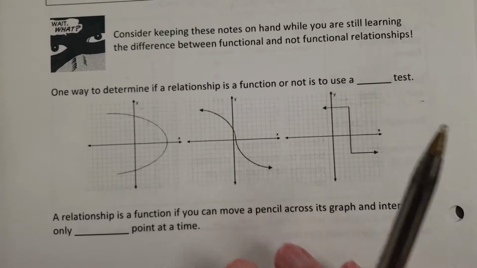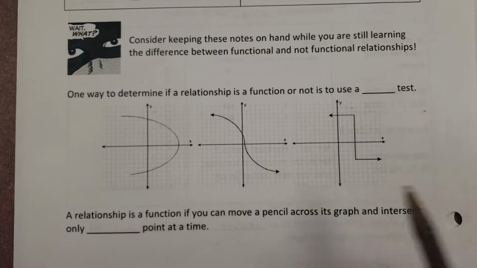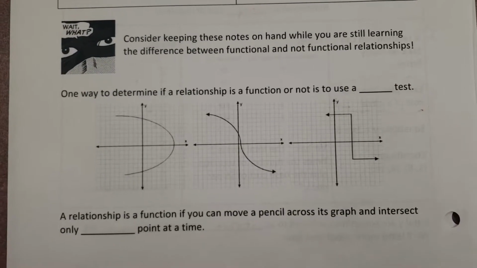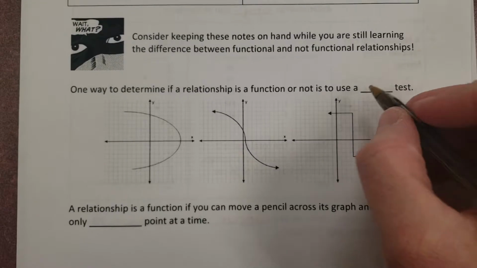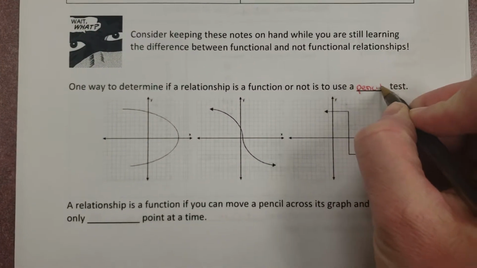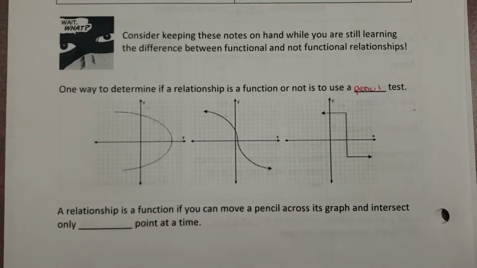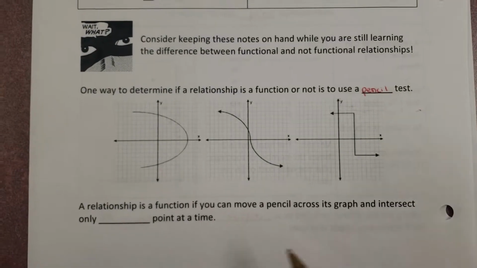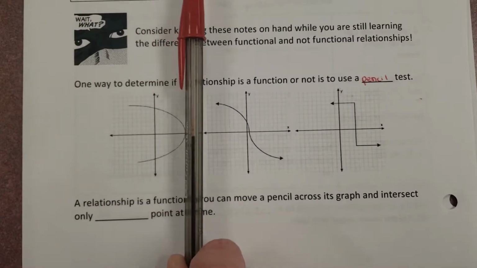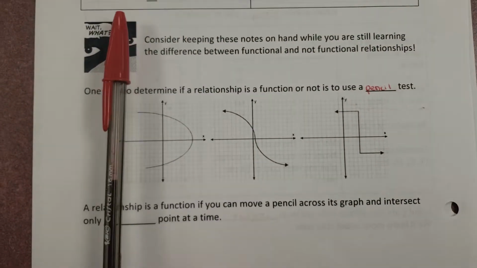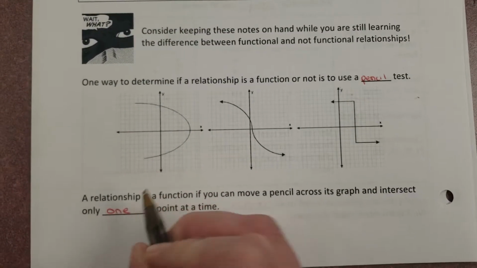You can determine if a relationship is functional or not by using a pencil test. This is really handy if you already have these relationships in graphic form. You can always graph them for yourself if you want. We call this the pencil test, and it doesn't have to be a pencil. Typically we call it a pencil test because when you're doing your math homework, you have a pencil or a pen in your hand. Basically, you can tell that a relationship is a function if you can move a pencil across the graph vertically, not horizontally, and only intersect one point at a time.